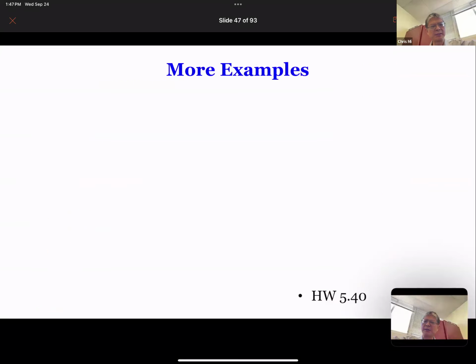Since we still have another 30 minutes left, I want to go over a few more examples, with a little more detailed steps to solve these problems. First of all, let's look at problem 5.40. This is one of the homework problems that was given to you. This problem is in fact exactly the same as the one that we did in the example earlier. So what does it say?